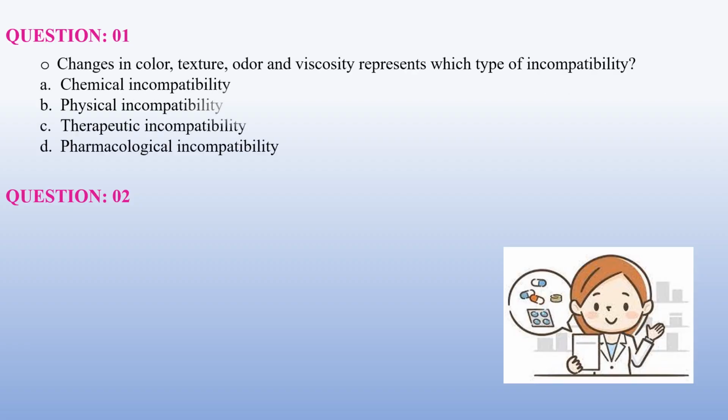Now let us begin with our first question: changes in color, texture, odor and viscosity represent which type of incompatibility? The options are A. Chemical incompatibility, B. Physical incompatibility, C. Therapeutic incompatibility, and D. Pharmacological incompatibility. Let's wait for 15 seconds to answer. And the answer is physical incompatibility.